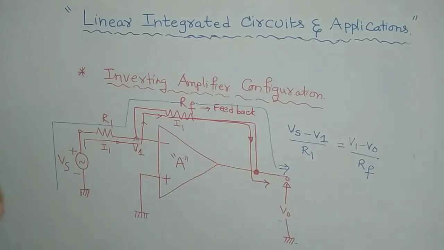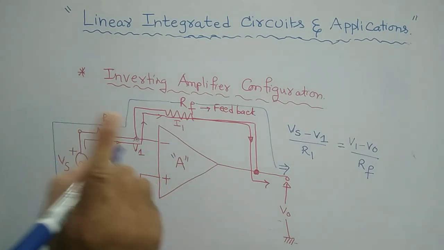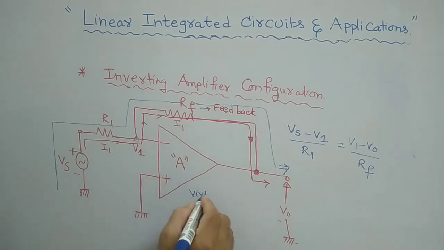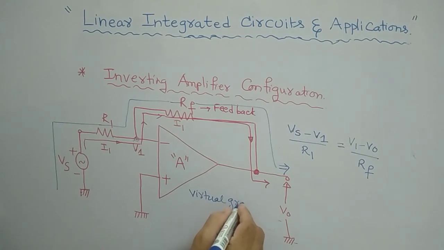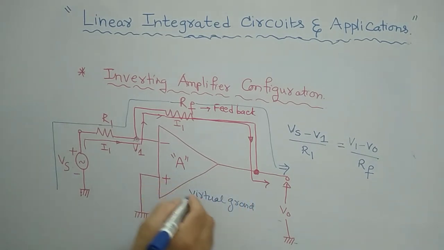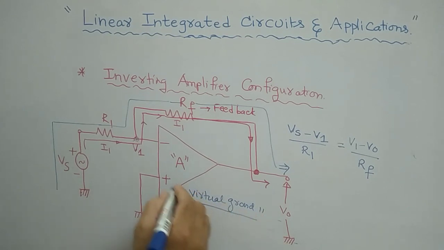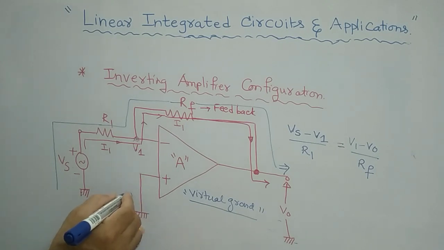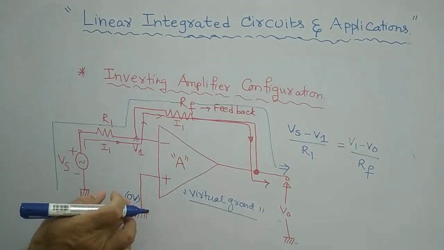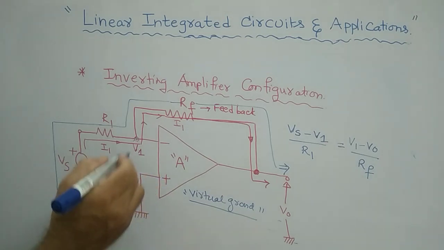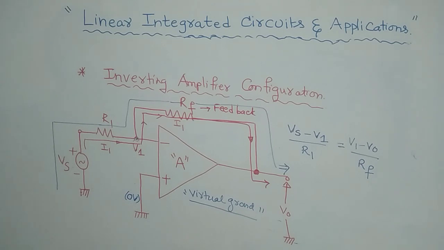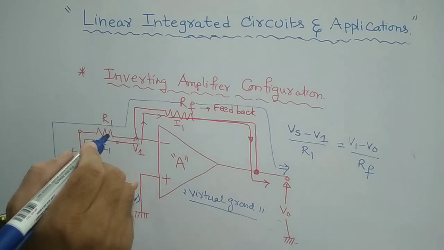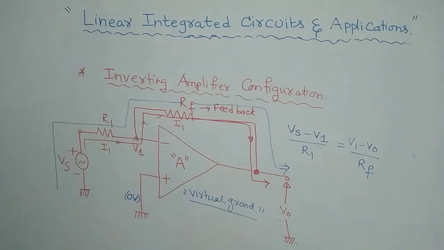Remember one more important point now. In an operational amplifier, one important concept will be introduced, that is called virtual ground. Virtual ground concept will be widely used in op amp. So virtual ground is nothing but, let us say this plus terminal we have made to ground, which means it is at zero potential, zero voltage. Whatever voltage appears at this particular terminal, the same voltage will appear here also at V1. That is the virtual ground concept.